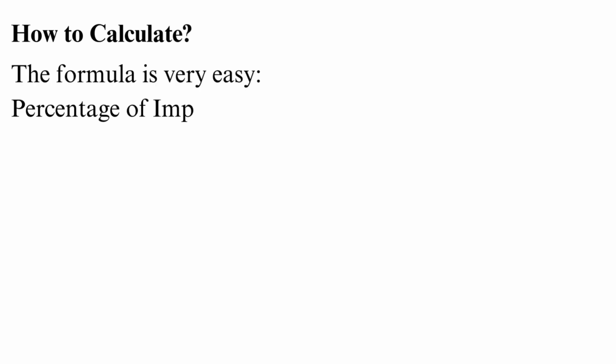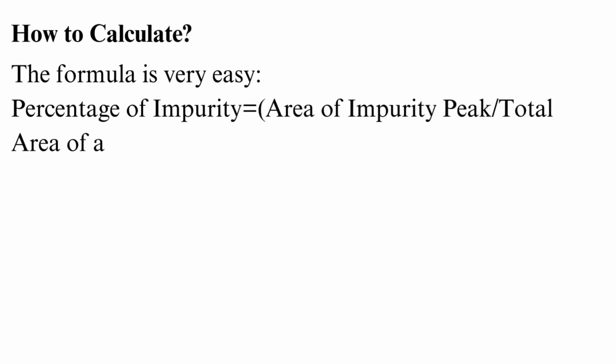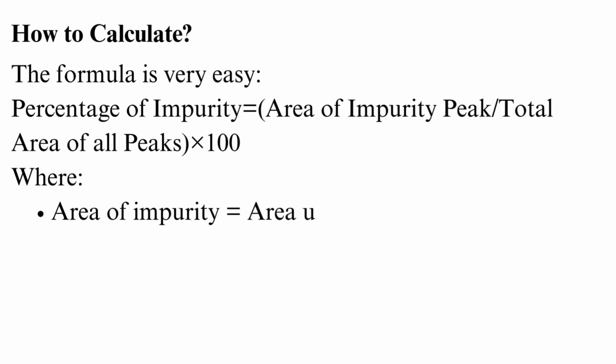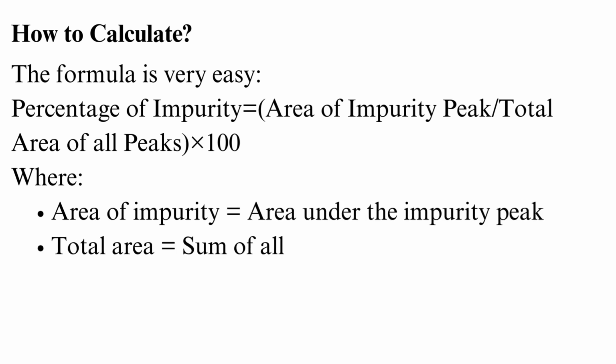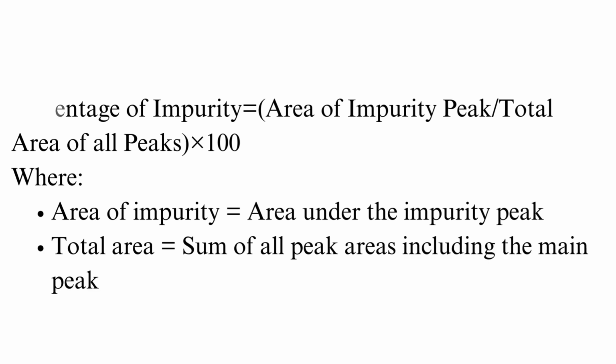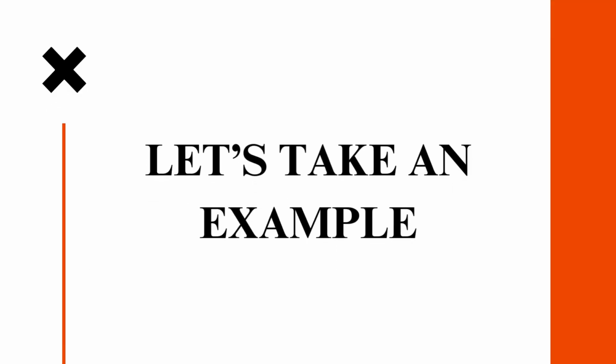How to calculate? The formula is very easy. Percentage of impurity is equal to area of impurity peak divided by total area of all peaks, into 100, where area of impurity is equal to the area under the impurity peak. Total area is equal to the sum of all peak areas, including the main peak. Now let's take an example.